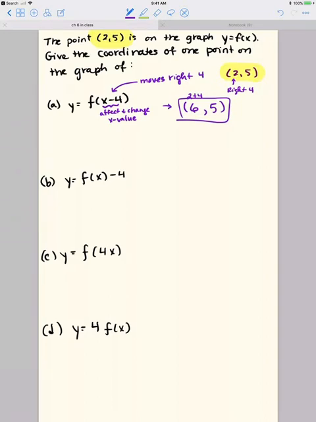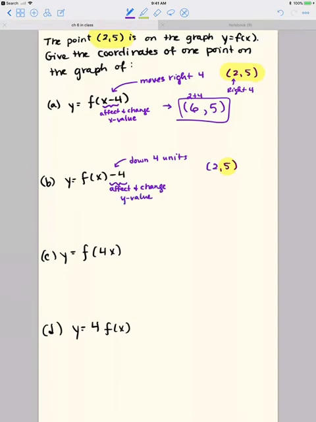For part B, you have a function, and then the subtraction of 4 is on the outside, and it's going to vertically shift the function down 4 units. So on our point 2, 5, it's going to affect the y coordinate, because anything done to the outside of a function will affect and change the y value.